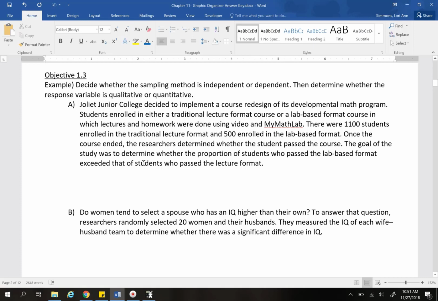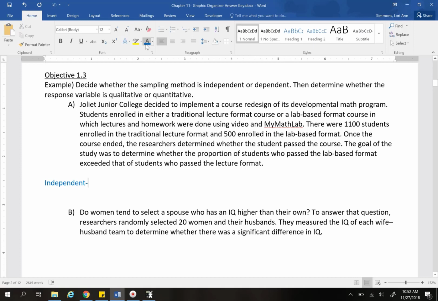There were 1,100 students enrolled in the traditional lecture format and 500 enrolled in the lab-based format. Once the course ended, the researchers determined whether the student passed the course. The goal of the study was to determine whether the proportion of students who passed the lab-based format exceeded that of students who passed the lecture format. So first, is this independent or dependent? This is independent, right? If you pass or fail a course, it does not depend on, or shouldn't depend on which format you have, or on other students.